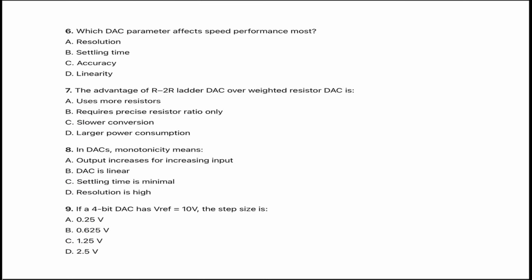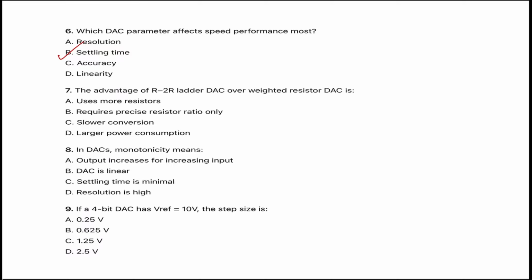Question number 6. Which DAC parameter affects speed performance most? Option A resolution, option B settling time, option C accuracy, option D linearity. In the case of a DAC, the speed performance mainly depends on option B, settling time.